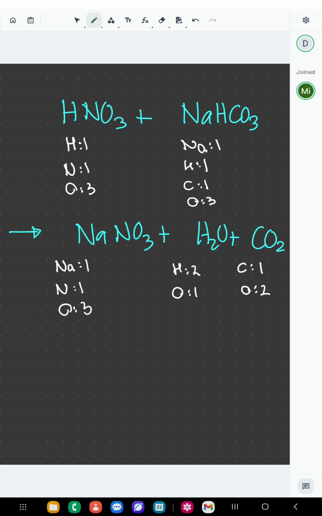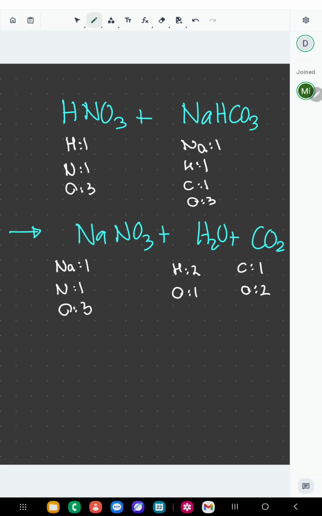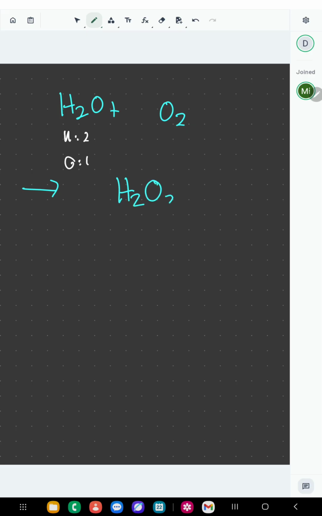Hydrogen, Na, nitrogen, O3. Yeah, it's already balanced, so you don't need to. Yeah, we're lucky. Okay, this one. Water plus oxygen. What's H2O2? Is this hydrogen peroxide?